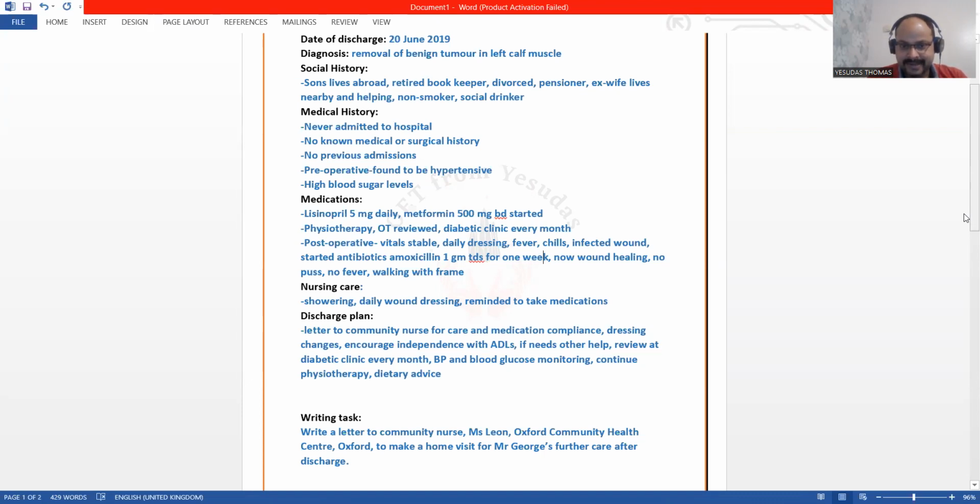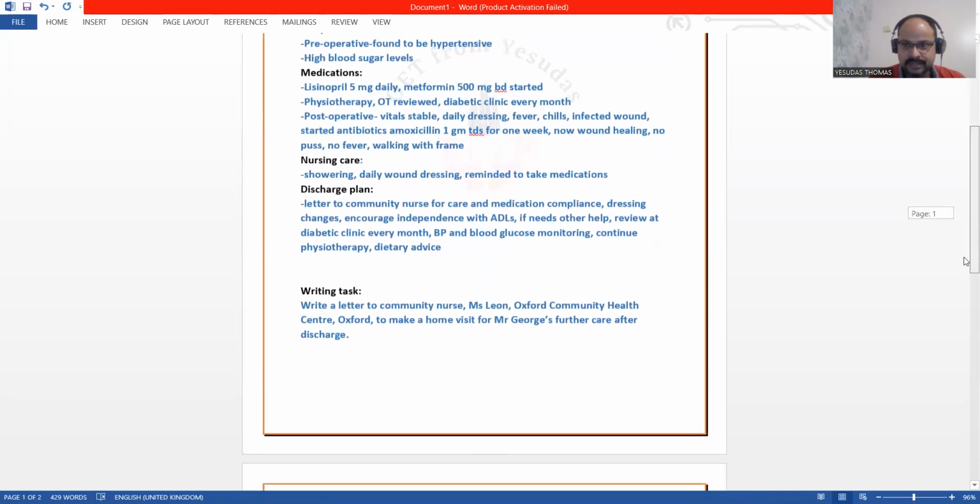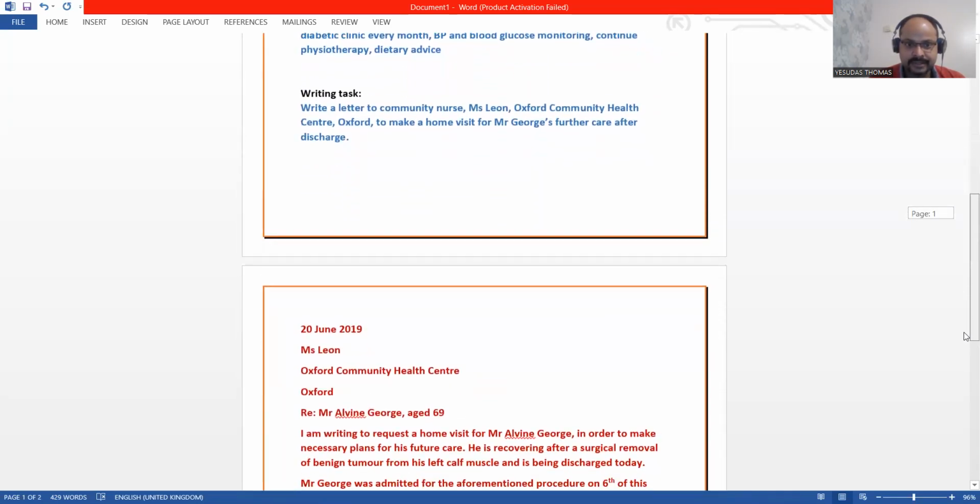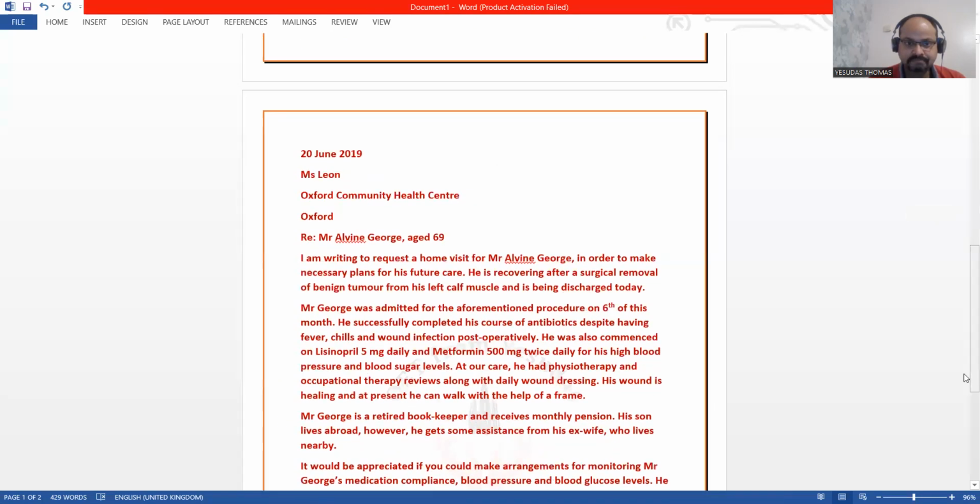Now, the discharge plan is that we have to write a letter to the community nurse for care and medication compliance, dressing changes, encourage independence with activities of daily living, and if he needs other help, the nurse has to assist him. Review at diabetic clinic every month, monitoring of blood pressure and blood glucose, and continue physiotherapy and dietary advice. So this is the discharge plan. Now we have discussed the writing task. Let's go ahead with the sample.